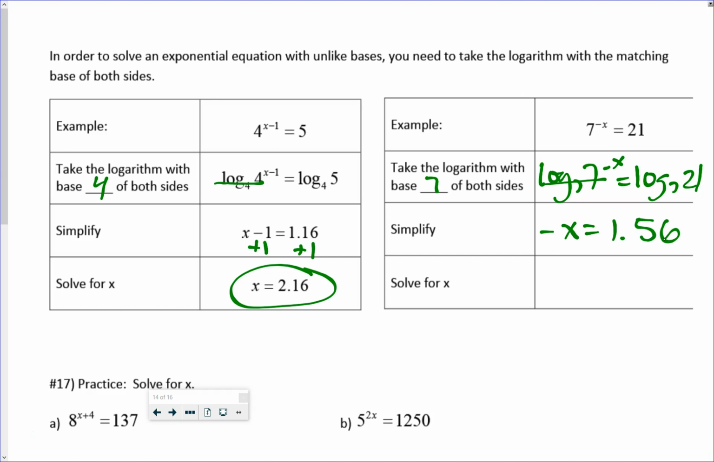All right. My x is not by itself. We're going to have to divide by negative 1. So we end up with x is equal to negative 1.56. Okay. Before I circle it, am I allowed to have negatives today? Are there any rules about having negative exponents? Are they allowed to be there? Yeah. Yes, you can absolutely.